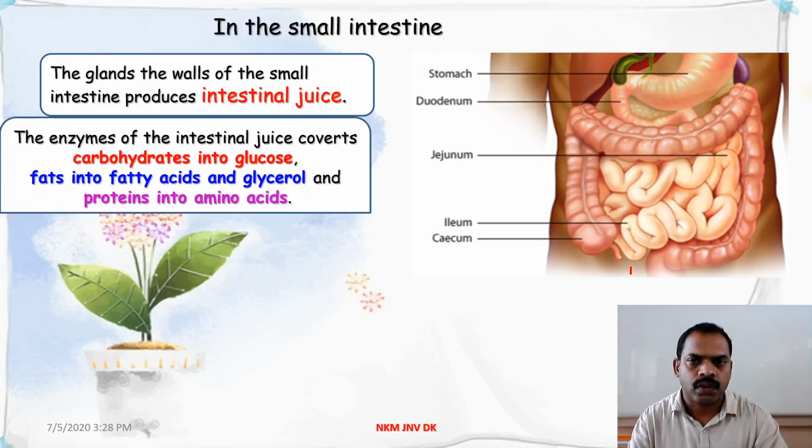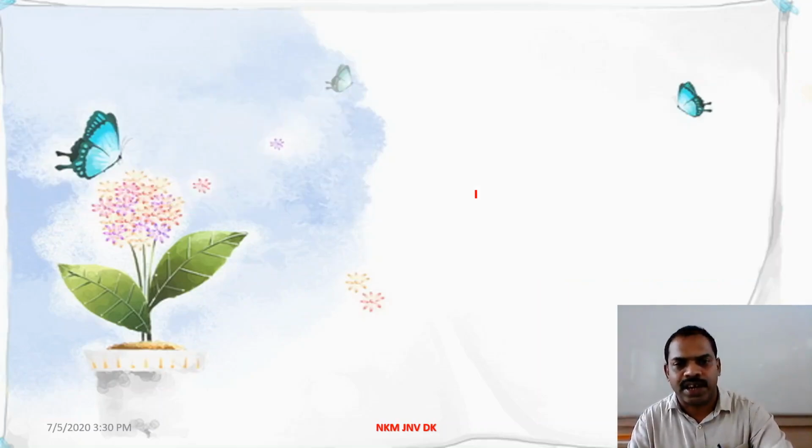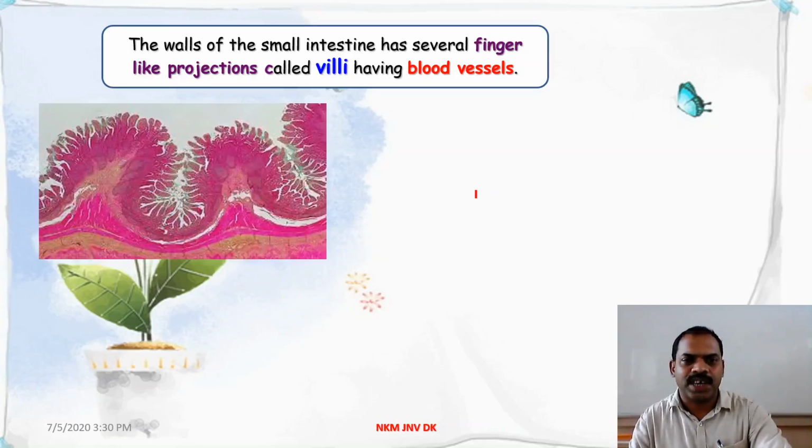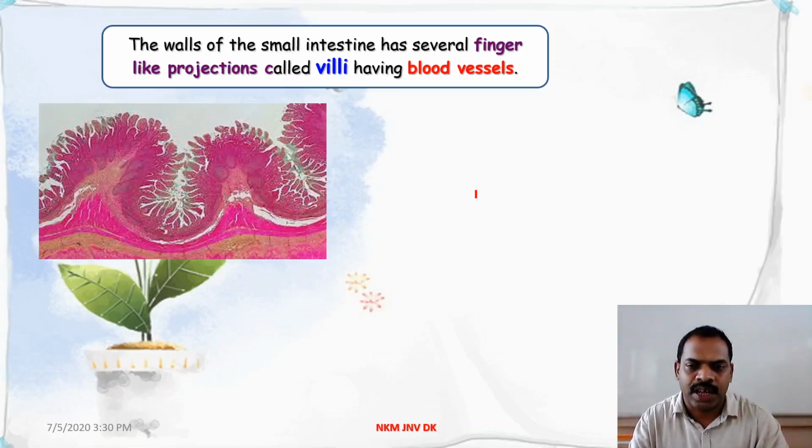Okay. Once the digestion is completed, what is next? Digestion over. Next is absorption. How does absorption happen? Absorption happens in the small intestine with a special type of structure called villi. So what are villi? Villi are finger-like projections present in the small intestine.